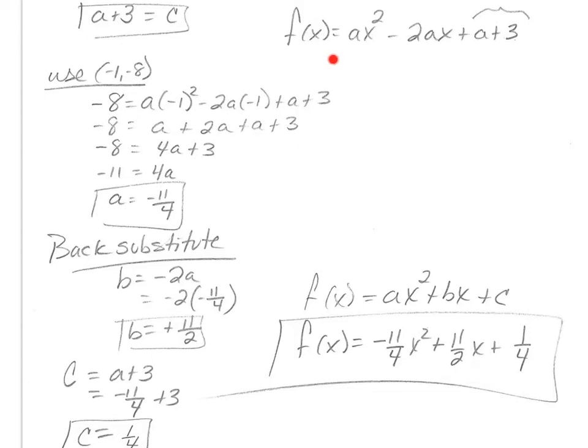So now we've got an expression, move it up so you can see the whole rest of it. We've got an expression here with just a's in it. So if we use the other point, negative 1, negative 8, negative 1 for the x's, negative 8 substituted in for the f of x, which is the y, and then go ahead and solve it for a. If you use 1, 3 again, which is what we used up here, you're going to end up just getting a true equation down here, and the a's will add to 0. So you've got to use the other point. You can't use the same point over and over again.